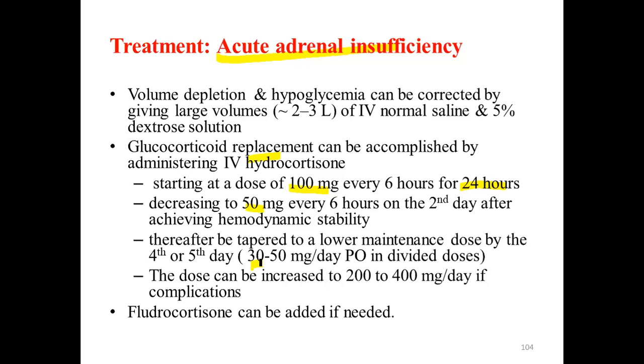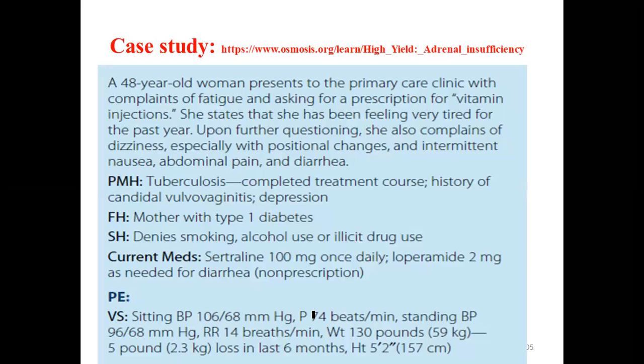Then after that, we can even taper to 30 milligrams after 4 to 5 days of therapy. That is the recommendation. So that is how we treat acute adrenal insufficiency. Give normal saline with dextrose, then you replace intravenous hydrocortisone. And sometimes even fludrocortisone can be needed or can be added when necessary, depending on the patient's condition. So now, any questions so far?